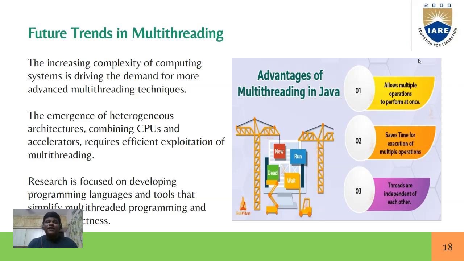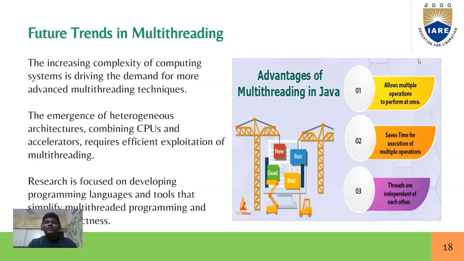Future trends in multithreading. The increasing complexity of computing systems is driving the demand for more advanced multithreading techniques. The emergence of heterogeneous architectures combining CPUs and accelerators requires efficient exploitation of multithreading. Research is focused on developing programming languages and tools that simplify multithreaded programming and ensure correctness.